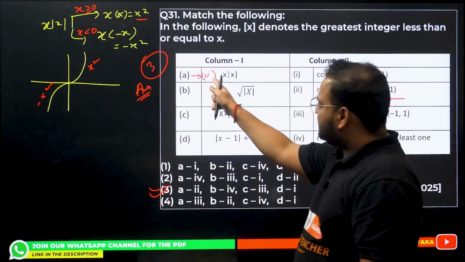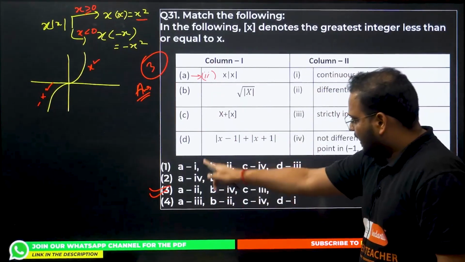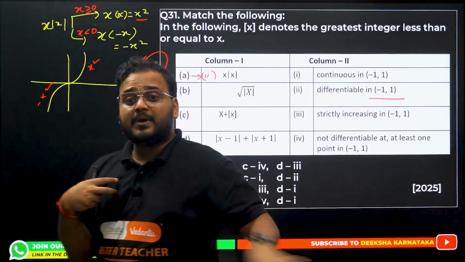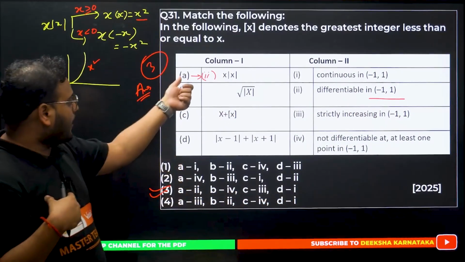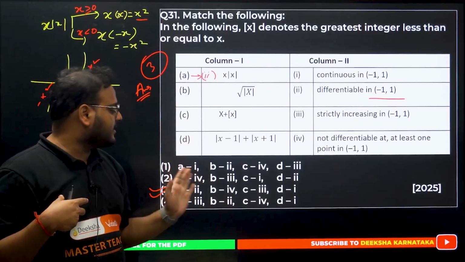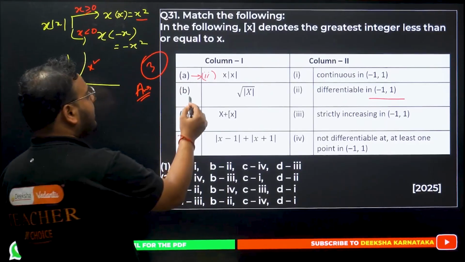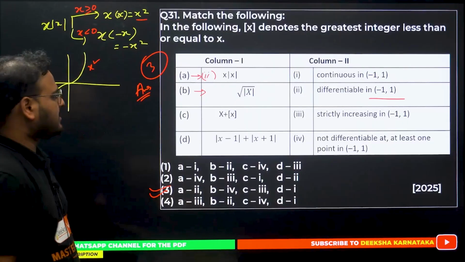If you just see, option A is 2, in the options which are given to you: 1, 4, 2, 3. I did not make this question, it's a PYQ. So option A is 2. It means the answer is option number 3. But if you want to go ahead and find this one also, I'll show you, for example, this one.